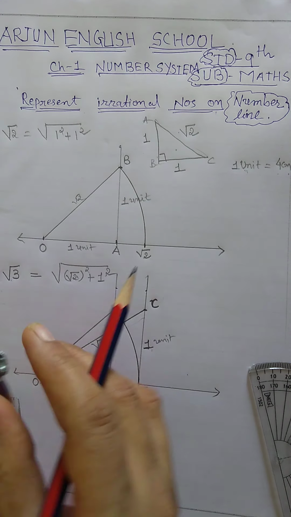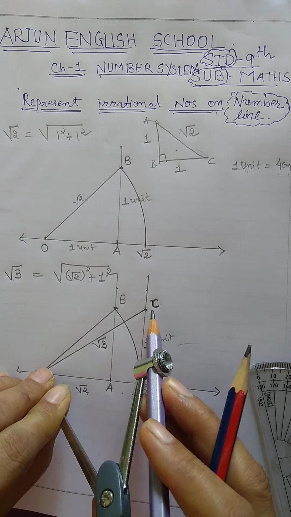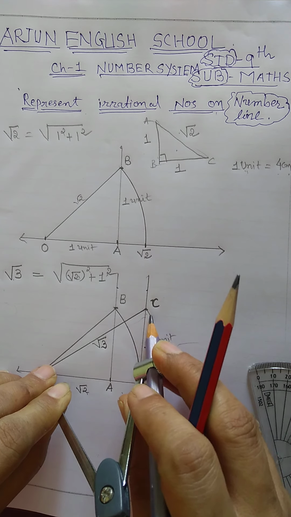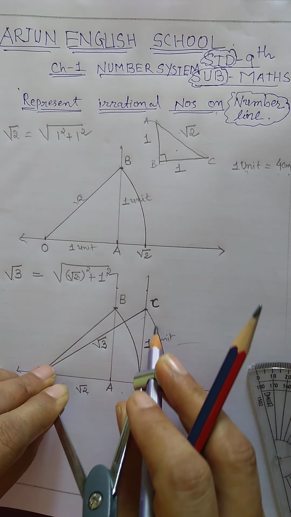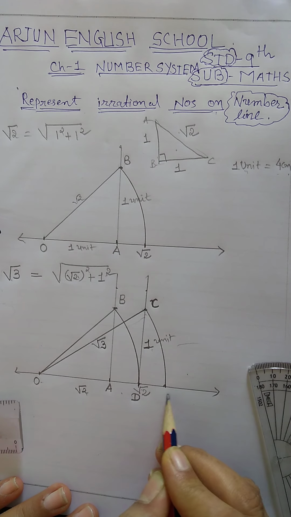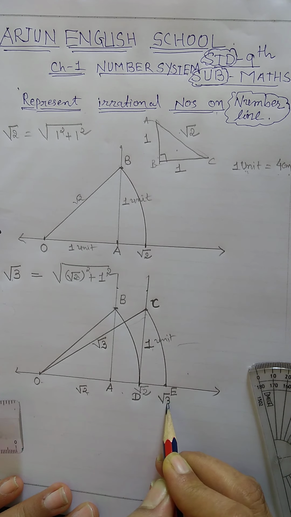So root 3. Now take radius as OC and draw an arc. I am getting this point. I will denote it as point E, and we may write it as root 3.